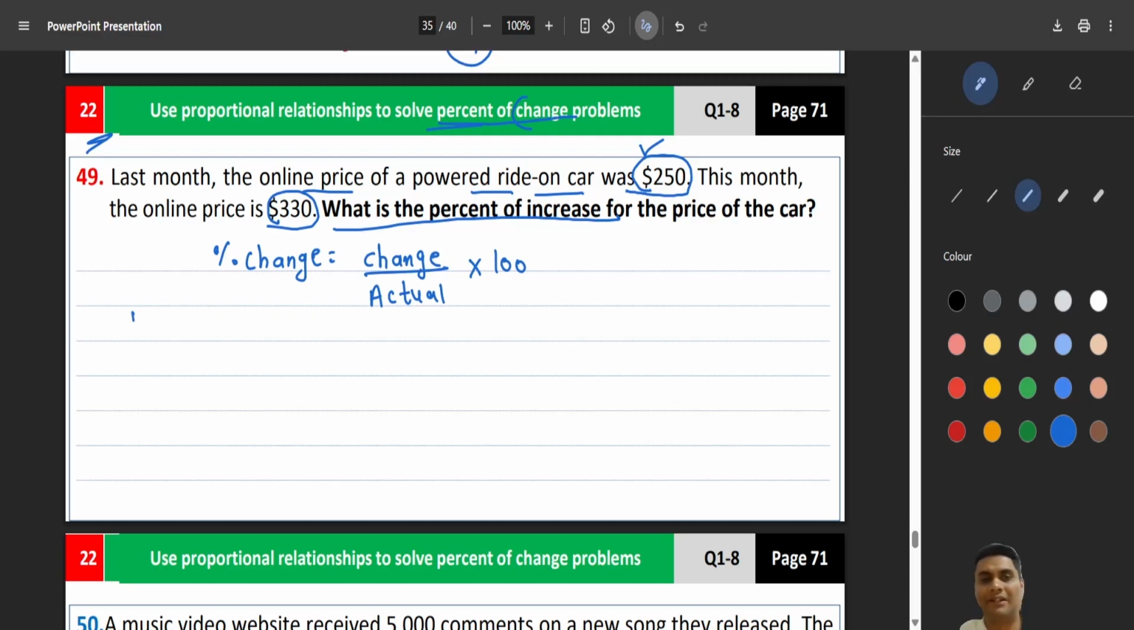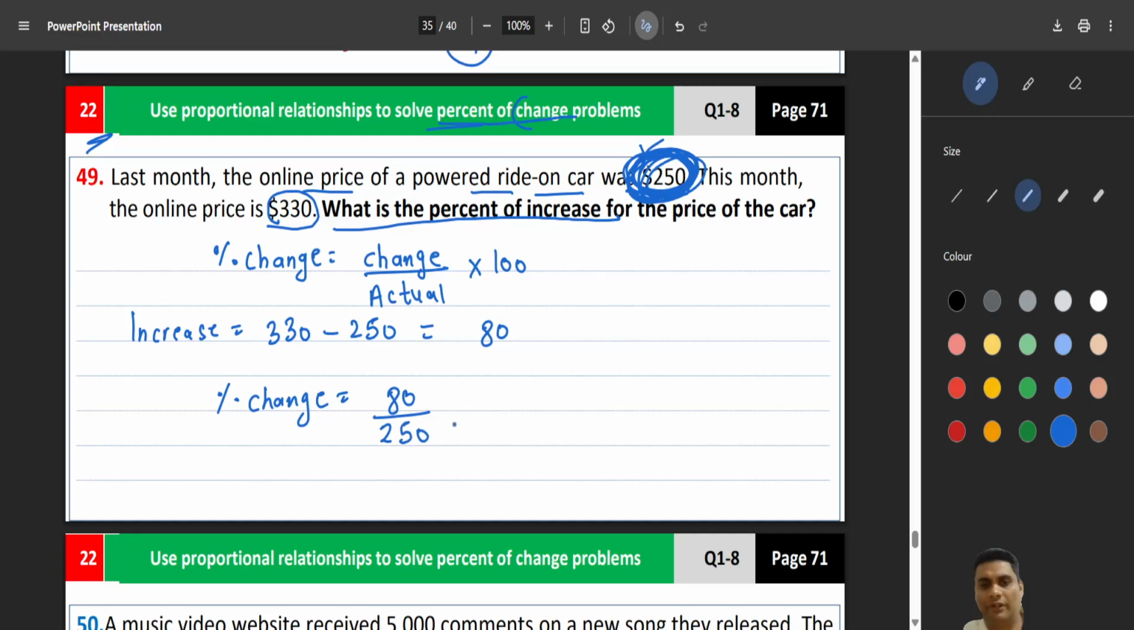So how will I find the increase, the change? What is the change? Final minus initial. Final is 330 and initially it was how much? 250. So 330 minus 250 will give you 80. This is my change. Now I have to convert it into percent change. So what is my change? My change is 80. And what is the actual value before the change? 250. So divide by 250. Multiply by 100. Check the formula.